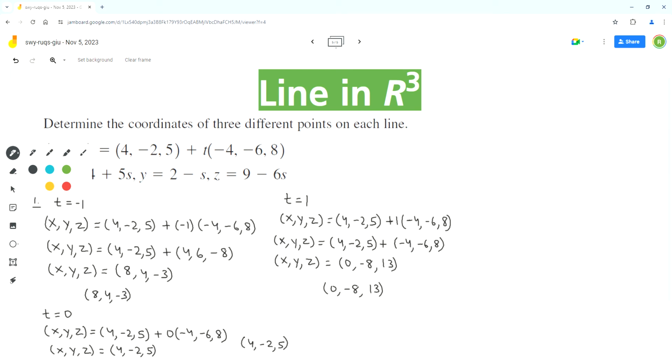Now we can find the 3 points for the second given line. The second given line is in parametric form, and S represents the parameter for this line. So we have to use three different values for S to find the coordinates of three different points. So let's start with the S value, -1. So we should sub in S as -1 in the x, y, and z equations.